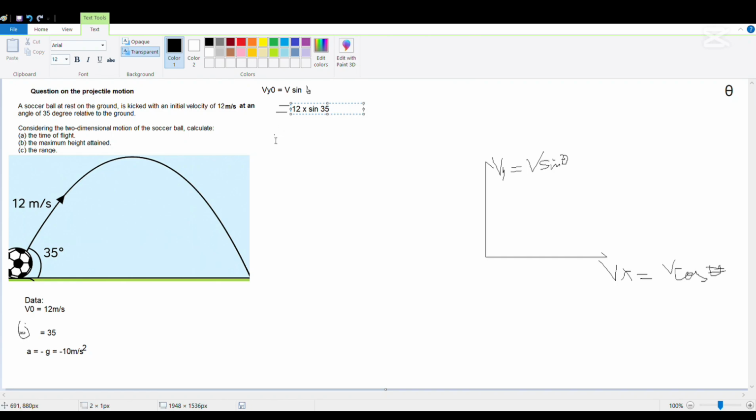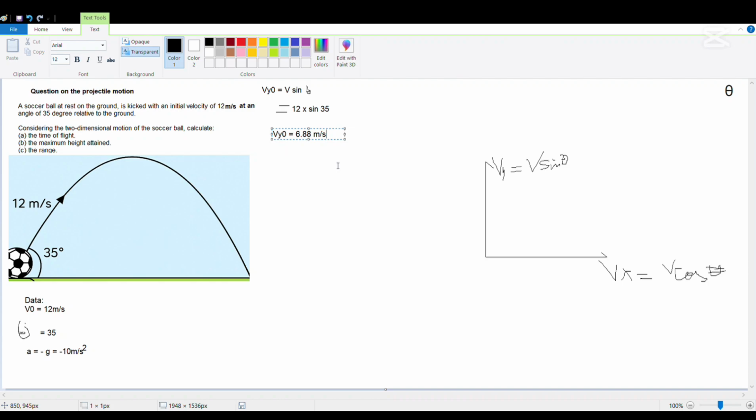So my Vy naught is equal to 6.88 meters per second I have taken here. So that's, I've got Vy naught here.